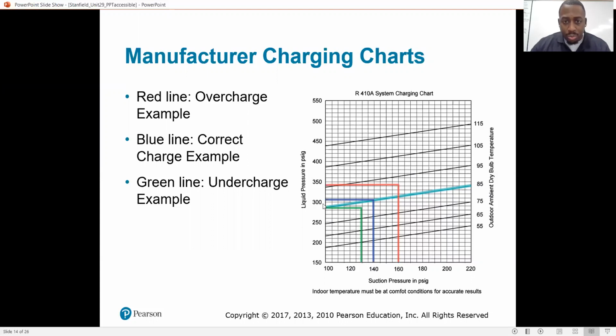Oh, no, I'm sorry. I'm looking at the wrong one. My bad. You're not looking good. Green, undercharge. So blue is correct. So if you're at about 85 degrees, 140 on the low side and around 300 on the high side is good. That is an accurate charge on this system according to this charging chart.